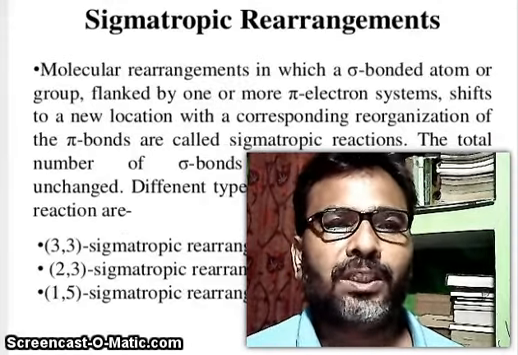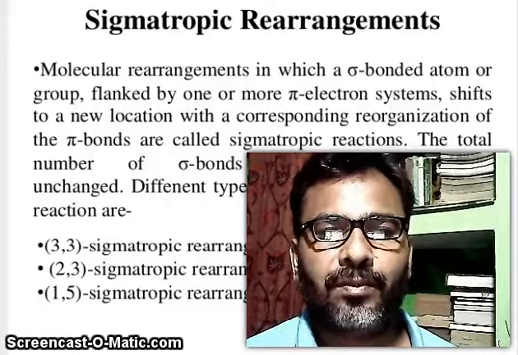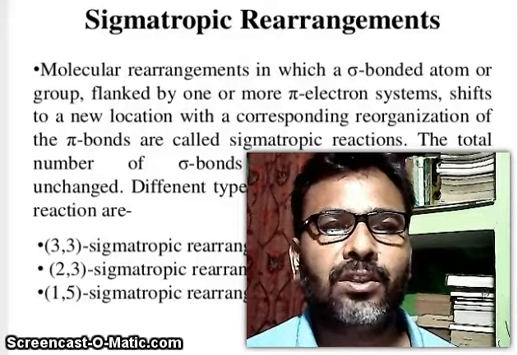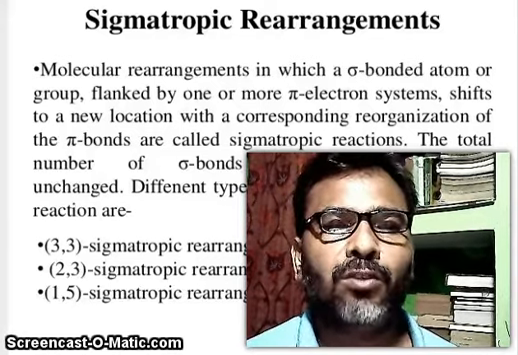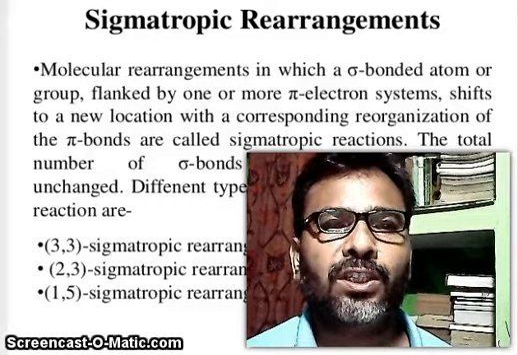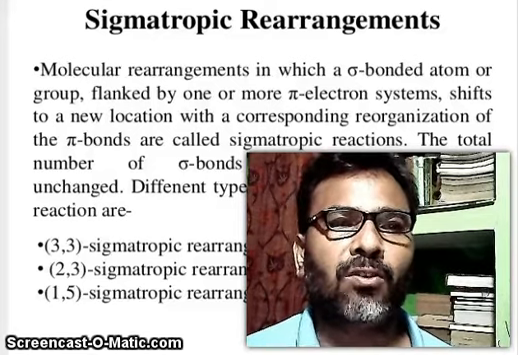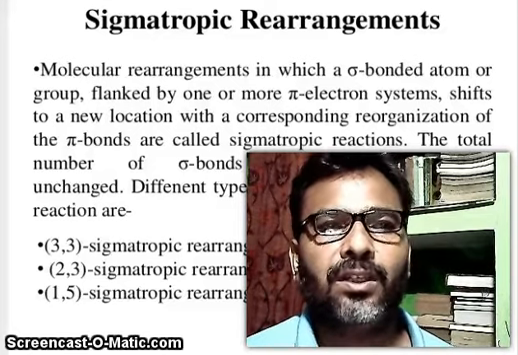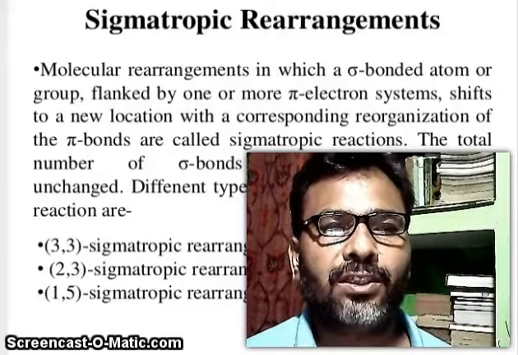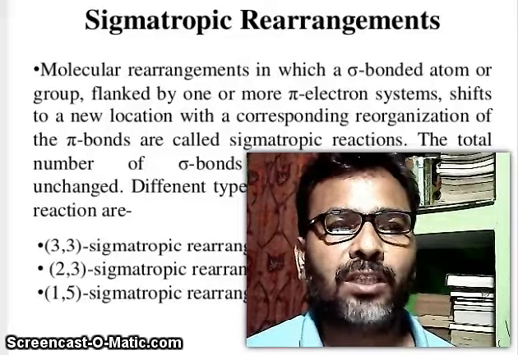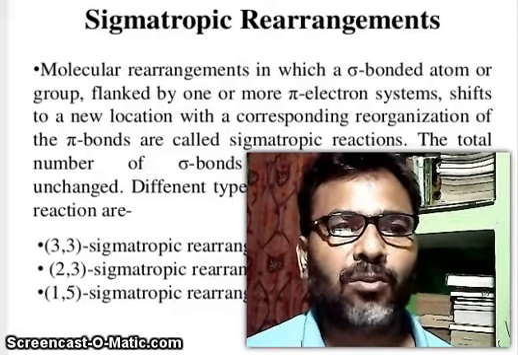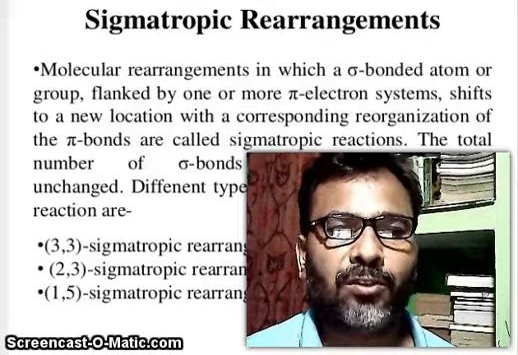Now, sigmatropic rearrangements. Molecular rearrangement in which a sigma bonded atom or group flanked by 2 or more pi electron systems shifts to a new location with a corresponding reorganization of the pi bonds is called a sigmatropic reaction. The total number of sigma bonds and pi bonds remains unchanged. Different types of sigmatropic rearrangement reactions are 3,3 sigmatropic rearrangement, 2,3 sigmatropic rearrangement, and 1,5 sigmatropic rearrangements.